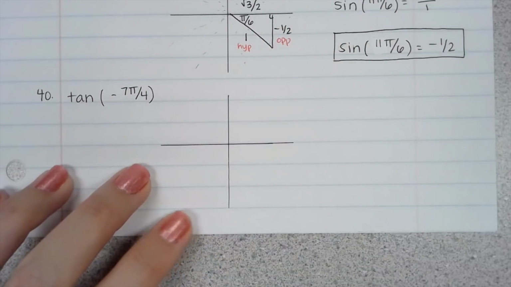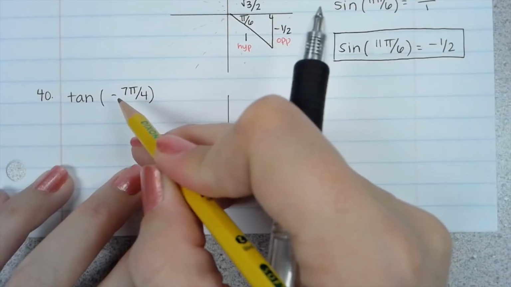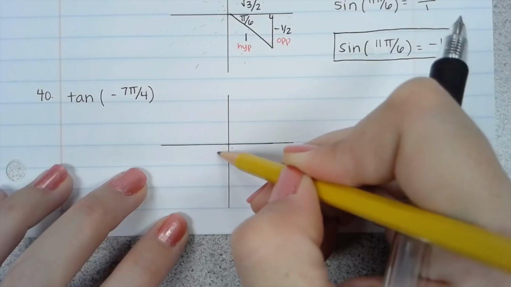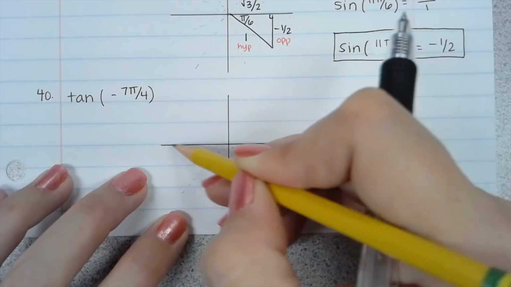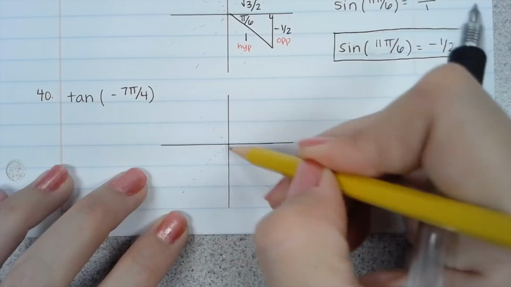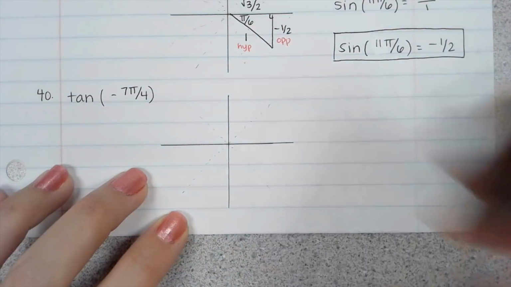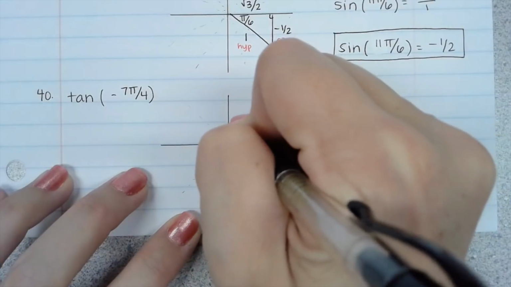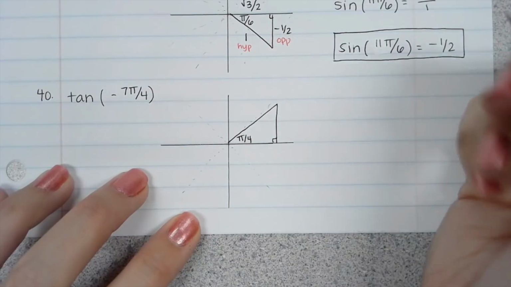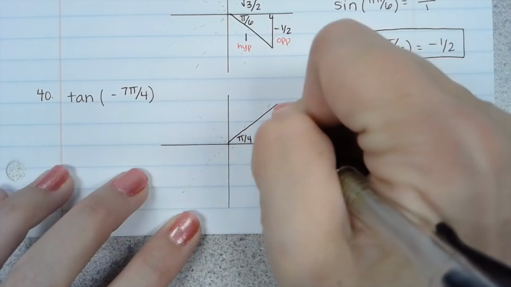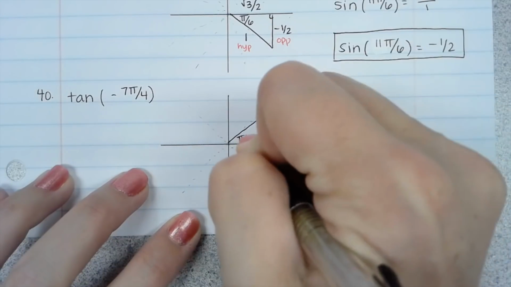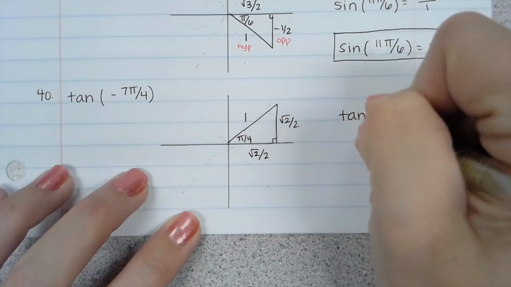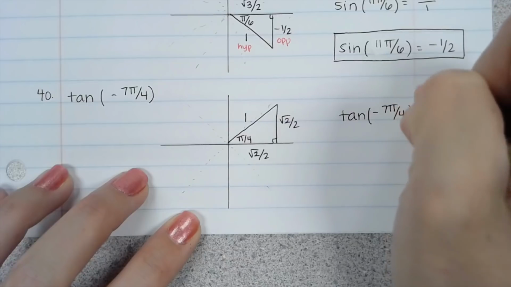And for question 40, it's 7 pi over 4, but it's negative 7 pi over 4, so it's coming in the opposite direction. So 1 pi over 4, 2 pi over 4, 3 pi over 4. 4 pi over 4 would get you back to 1, 5, 6, and then 7. So for this one, I'm working in quadrant 1. It's 1 pi over 4 short of being a full 2 pi revolution. That means that this is a 45-degree angle. So I'll label my sides, and then for this one, tangent of negative 7 pi over 4.